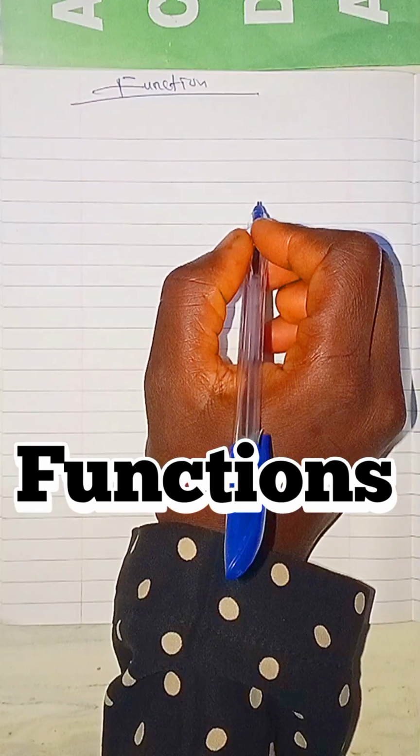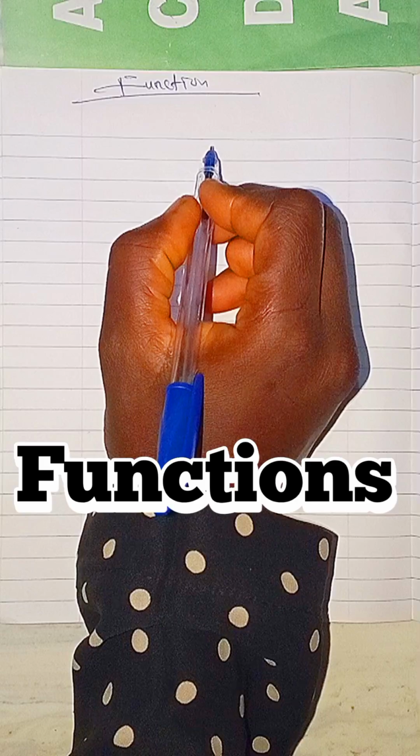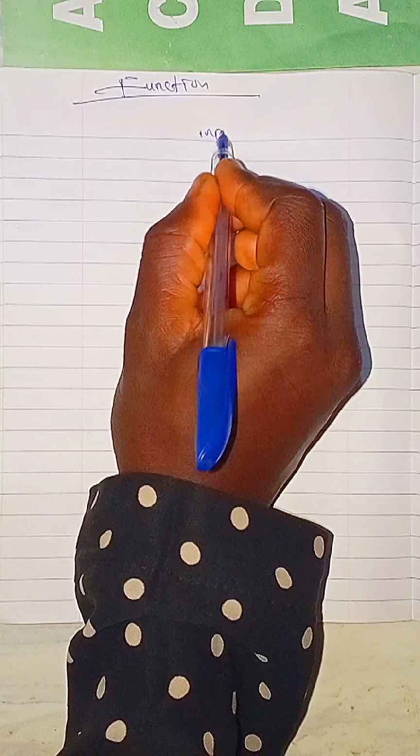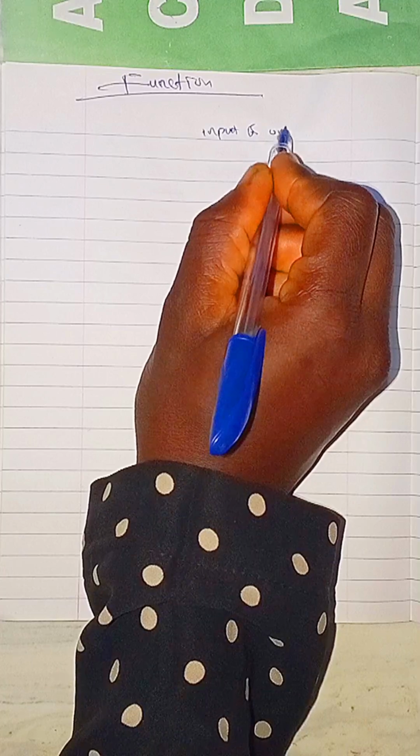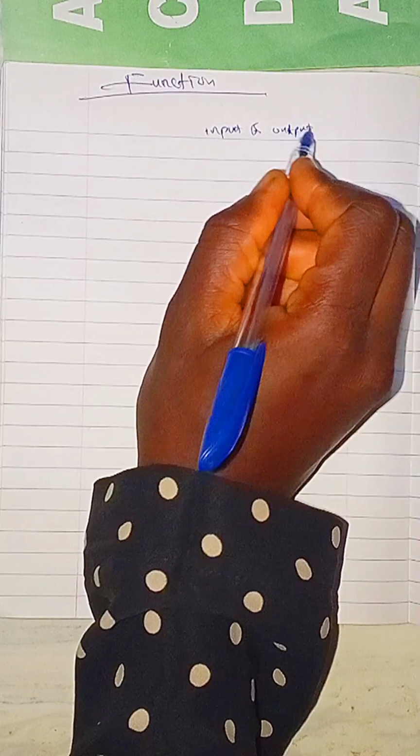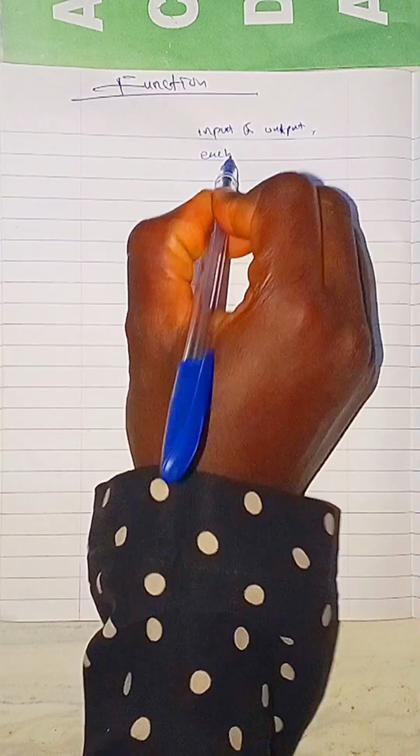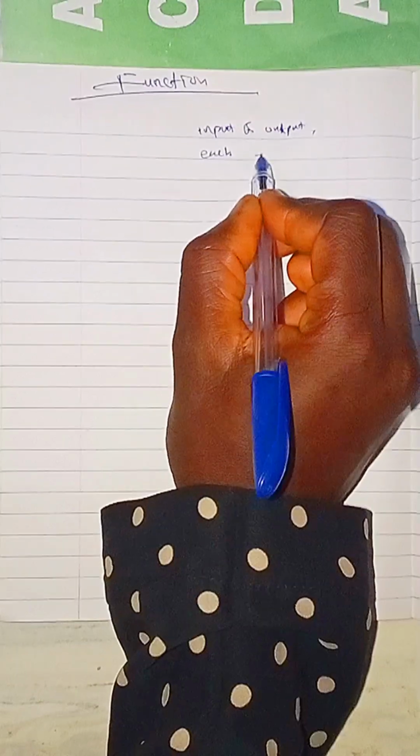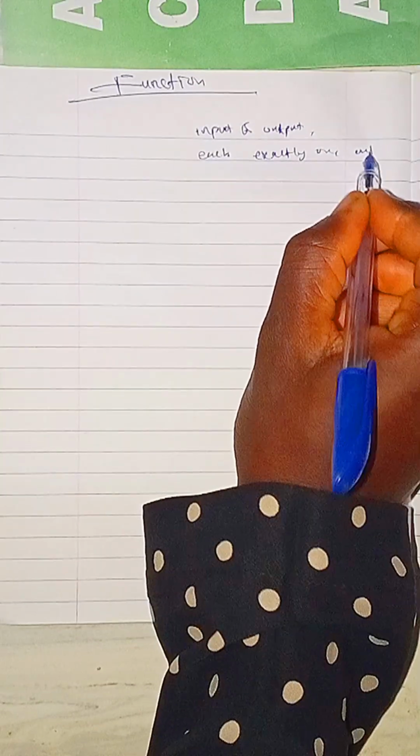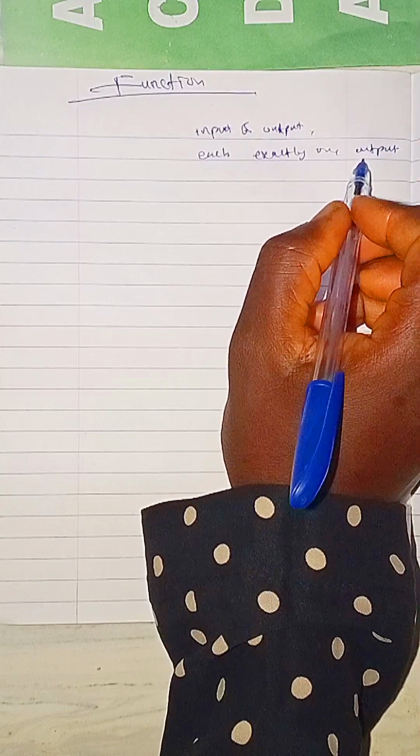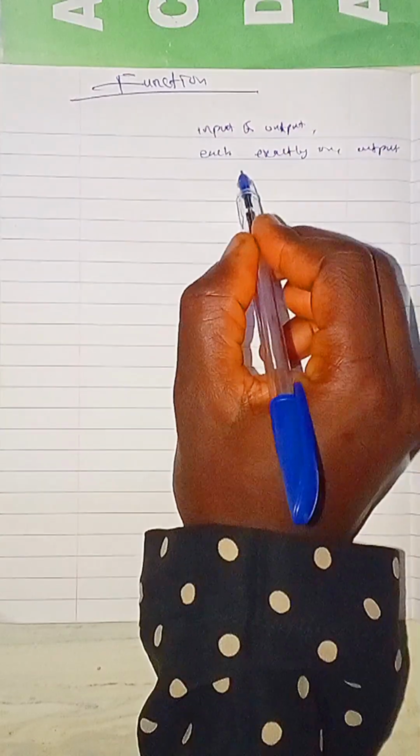A function is a special relationship between input and output, where each input is related to exactly one output. A typical example of a function is a grinding engine.